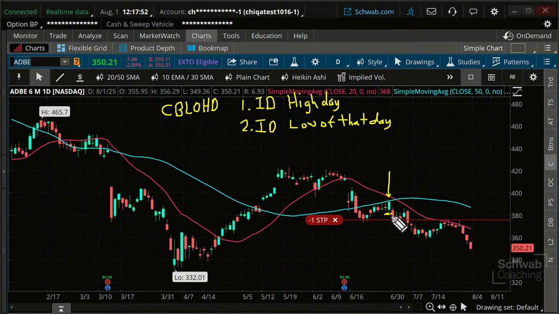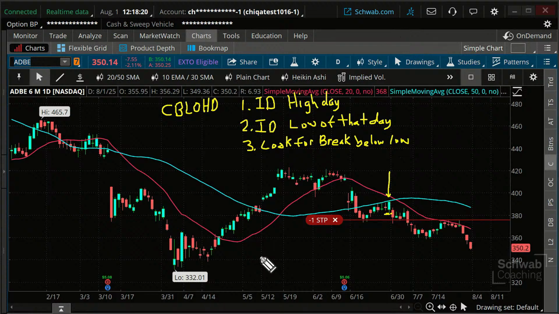That'd be right there. So that'd be step three, okay? We're going to look for, okay, I'll say a break, but you could say a close below the low. Okay, let's see if we can see some other areas on this chart.